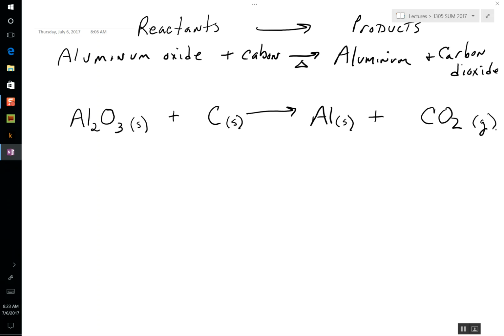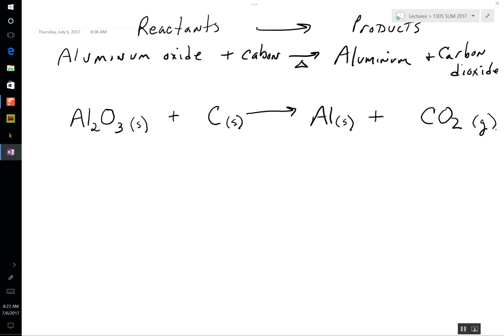What physical state is it in? Is it a solid, a liquid, or a gas? And aluminum oxide is a solid. That's bauxite. That's what they mine. So at a mine, they're digging the bauxite out of the ground as aluminum oxide, and they want to get it down to pure elemental aluminum. So that's a solid at room temperature.